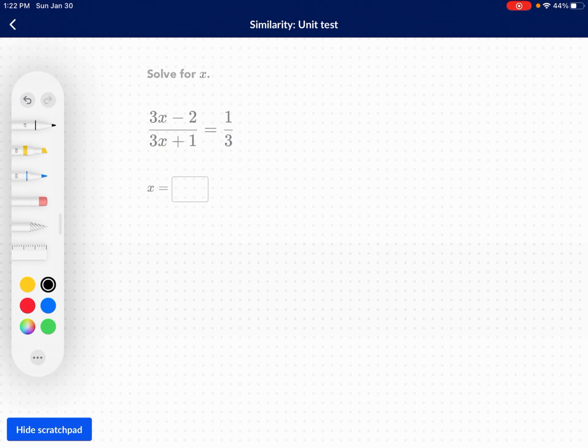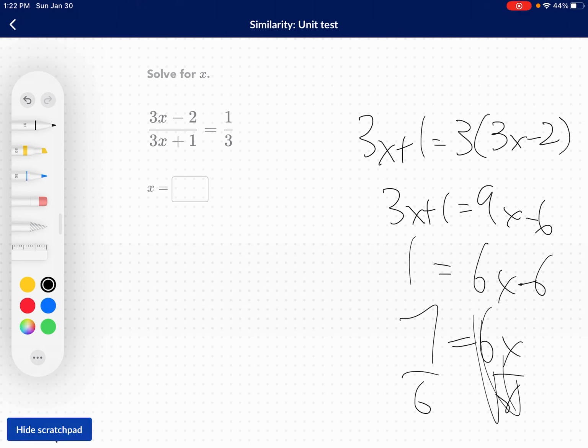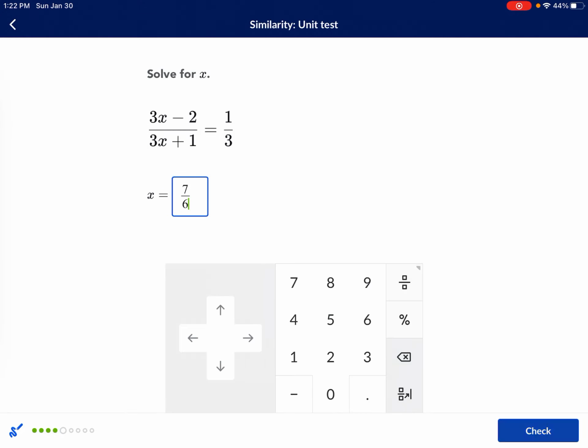This is just basic stuff that you should already know. Just cross multiply. 3x plus 1 equals 9x minus 6. Subtract 3x from both sides. 1 plus 6 on both sides. Divide by 6. X is 7 over 6.